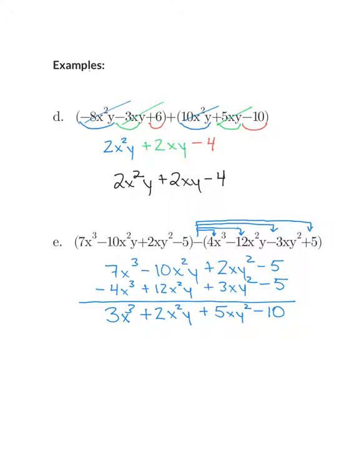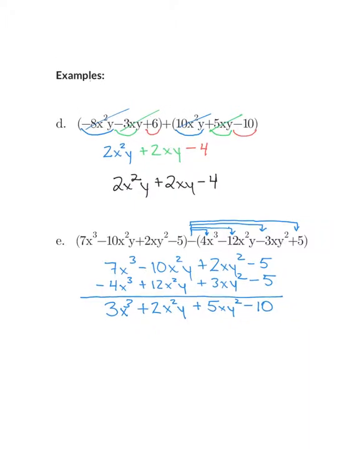Now, can we combine those two middle terms? Can we combine 2x squared y and 5xy squared? And the answer is no, because one of them has an x squared term, the other one has an x term. The first one has a y term, the second one has a y squared term. These are not considered like terms because they are not exactly the same after the coefficient.